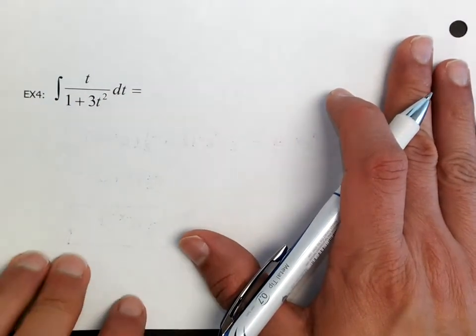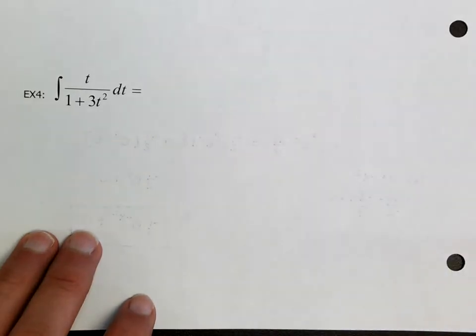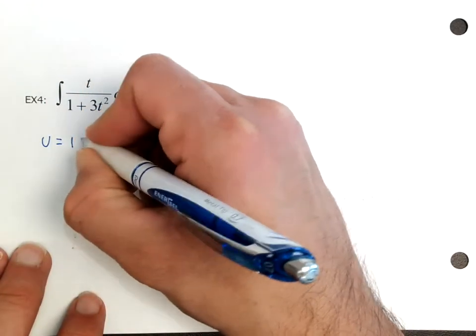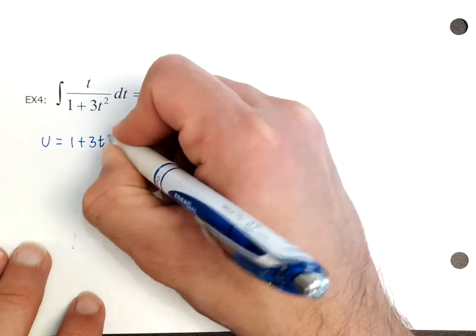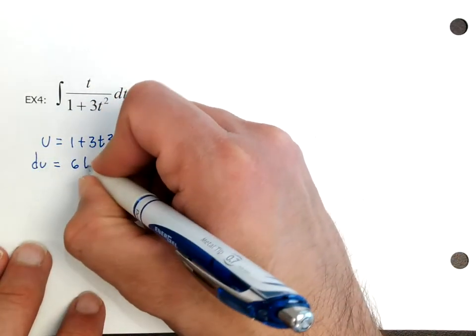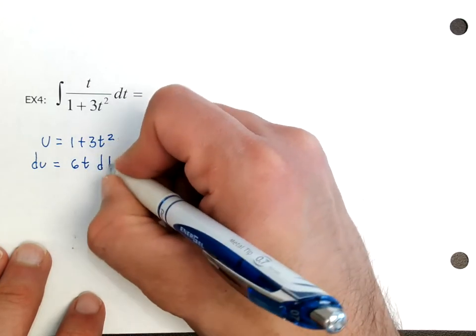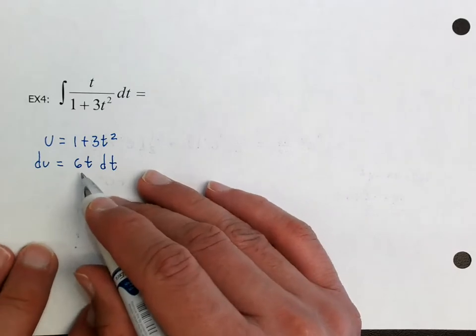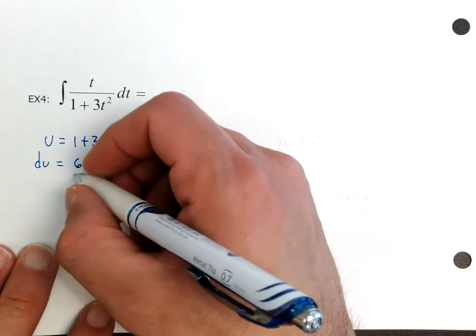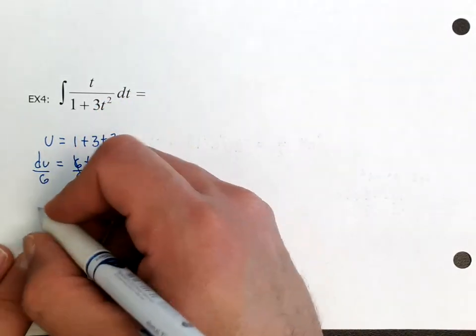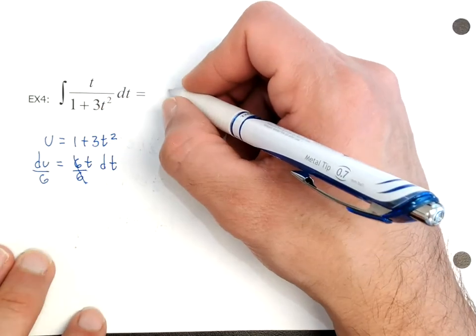All right then. Last one. So on this one right here, let's see. If I make u be equal to 1 plus 3t squared, and I make du equal to 6t dt, notice that I almost have everything I need. I have an extra 6 here. I don't want to have that 6 because there's not a 6 on here. So I'm going to divide by 6. Divide this by 6.